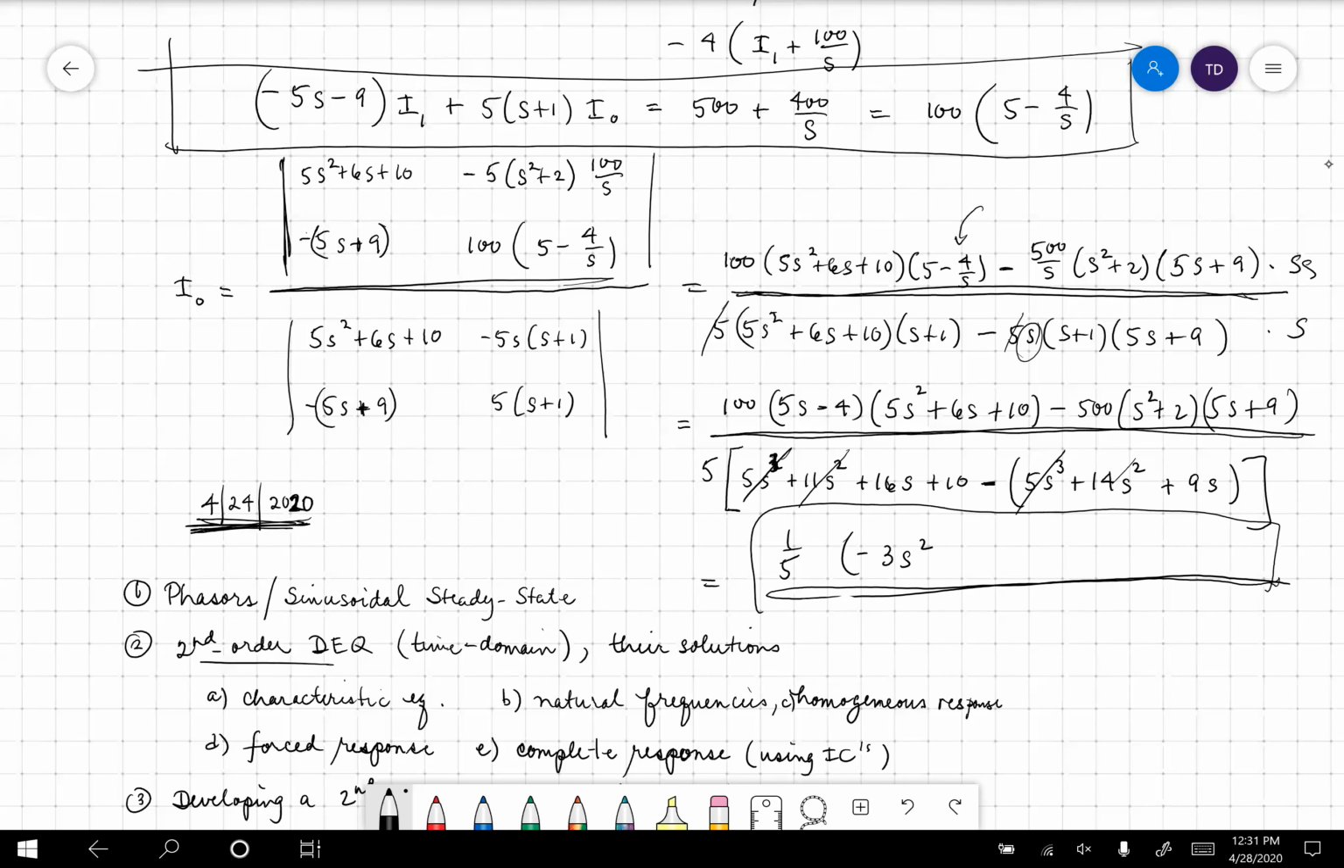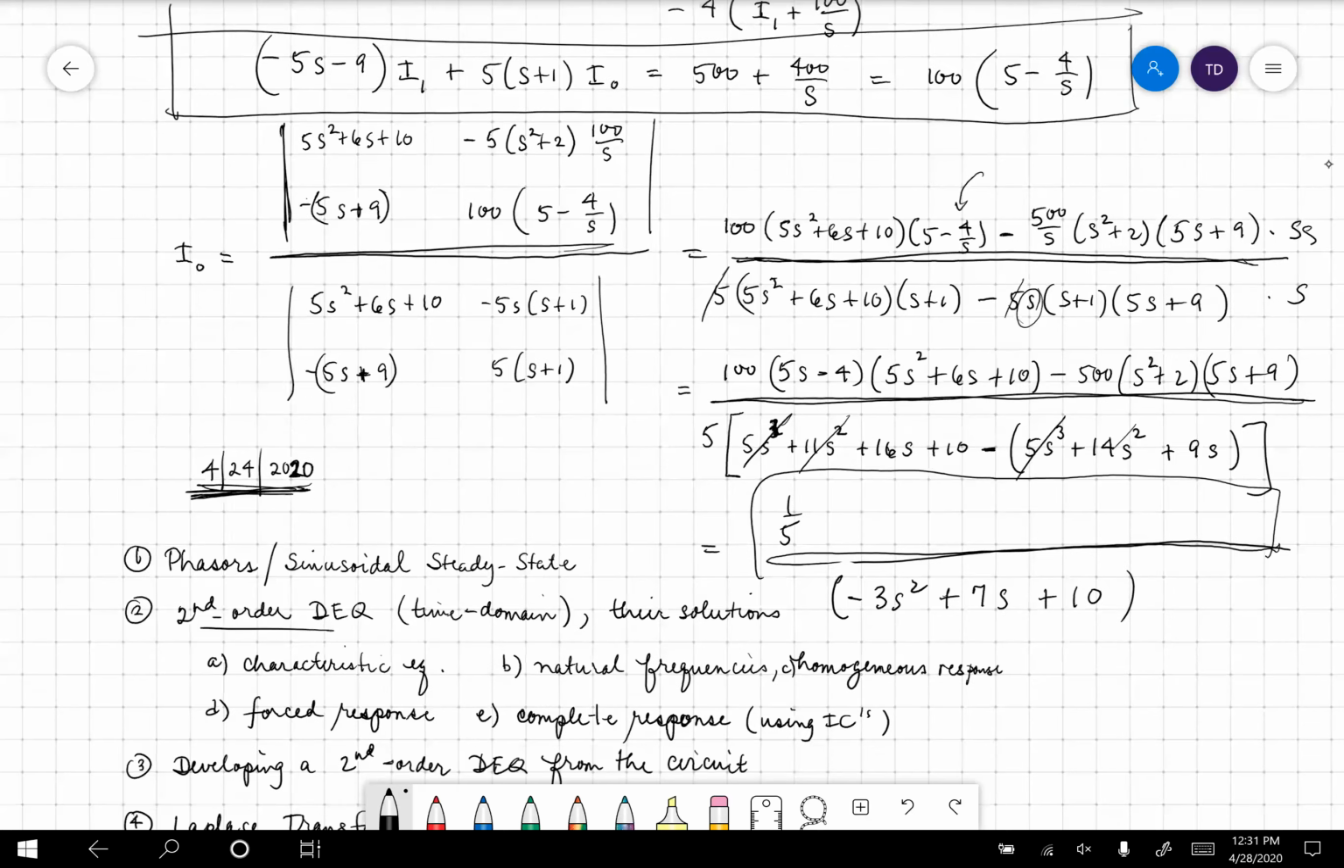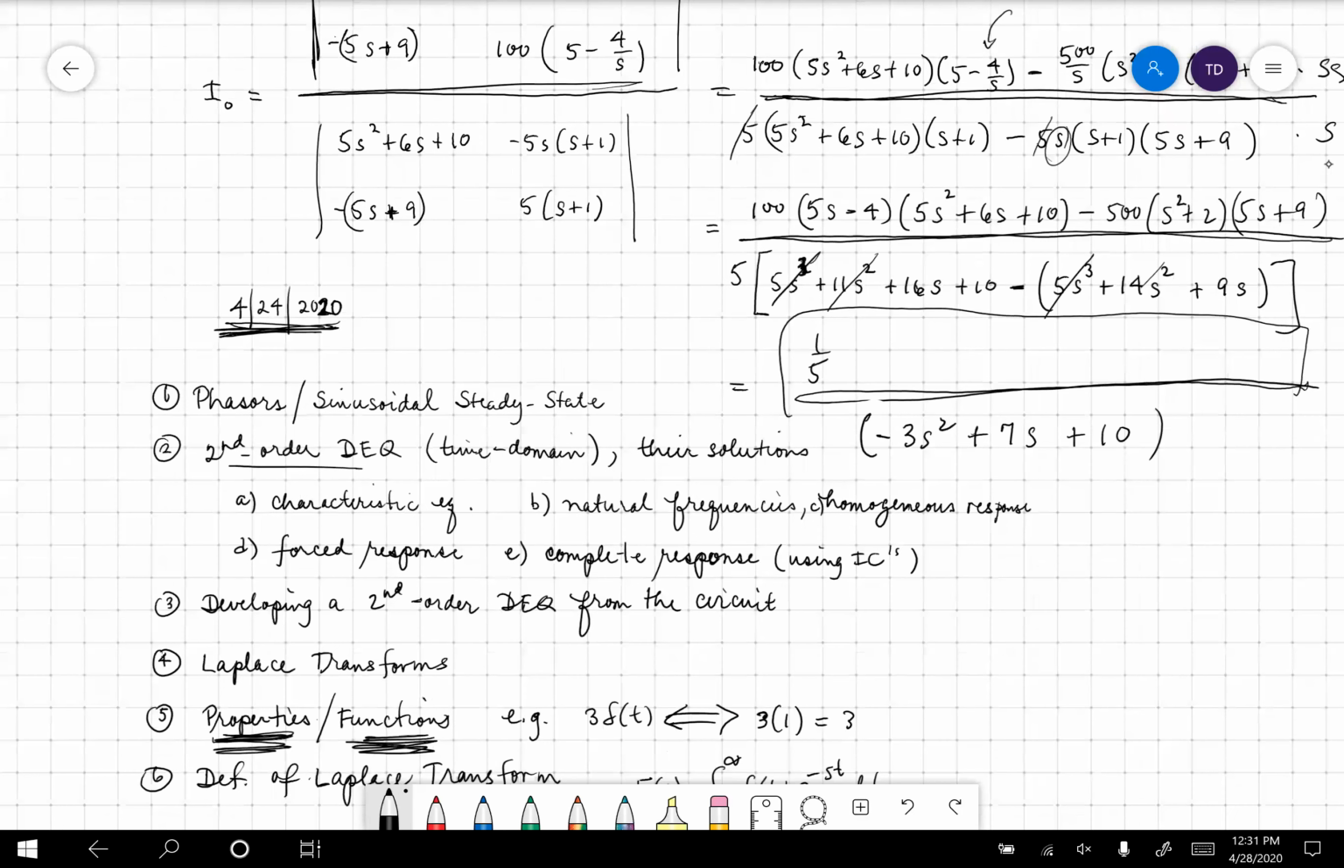16s, let's get this down there, minus 3s squared. Okay. 16s minus 9s, 7s, and then plus 10. Okay, so this is not a pretty function at all in the denominator.